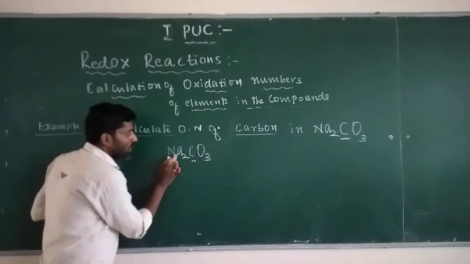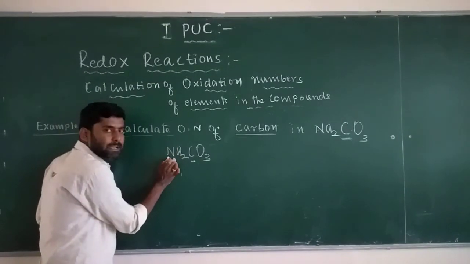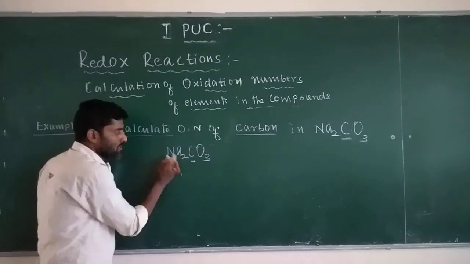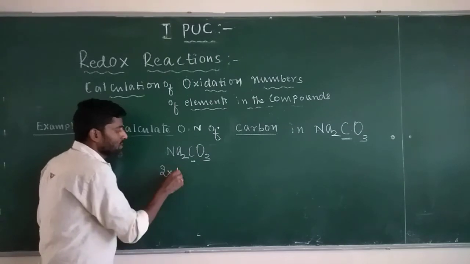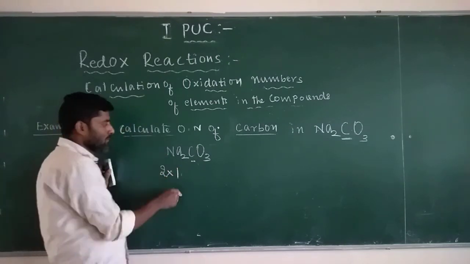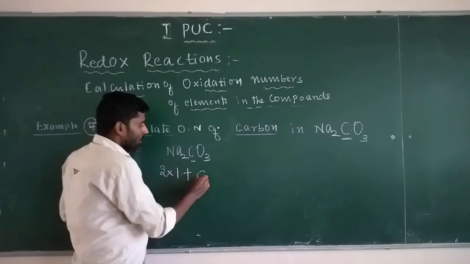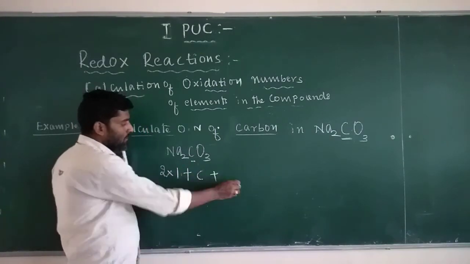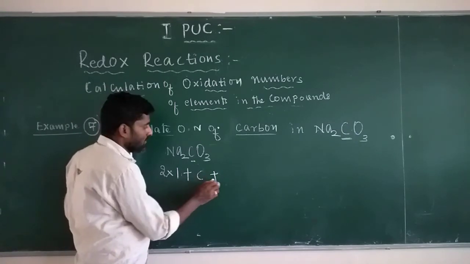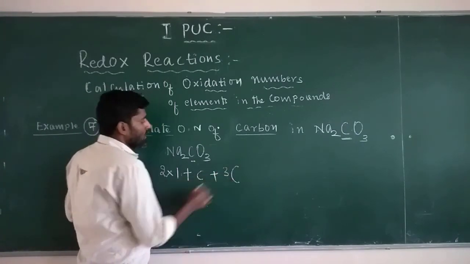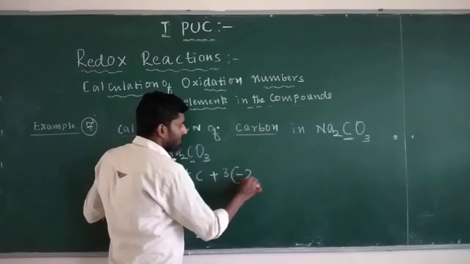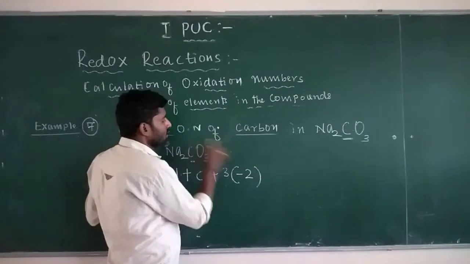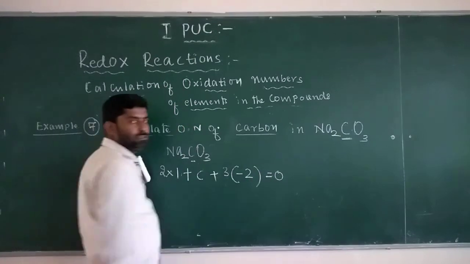And sodium we have. Sodium is an alkali metal, a first group element. For all first group elements, the oxidation number is +1. We have 2 sodiums here, so 2 into +1, that is 2. So 2 into 1, plus carbon as it is. Keep carbon as C, we have to find the oxidation number of carbon. Plus 3 into the oxidation number of oxygen, which is -2. No charge on the compound, so equal to 0.